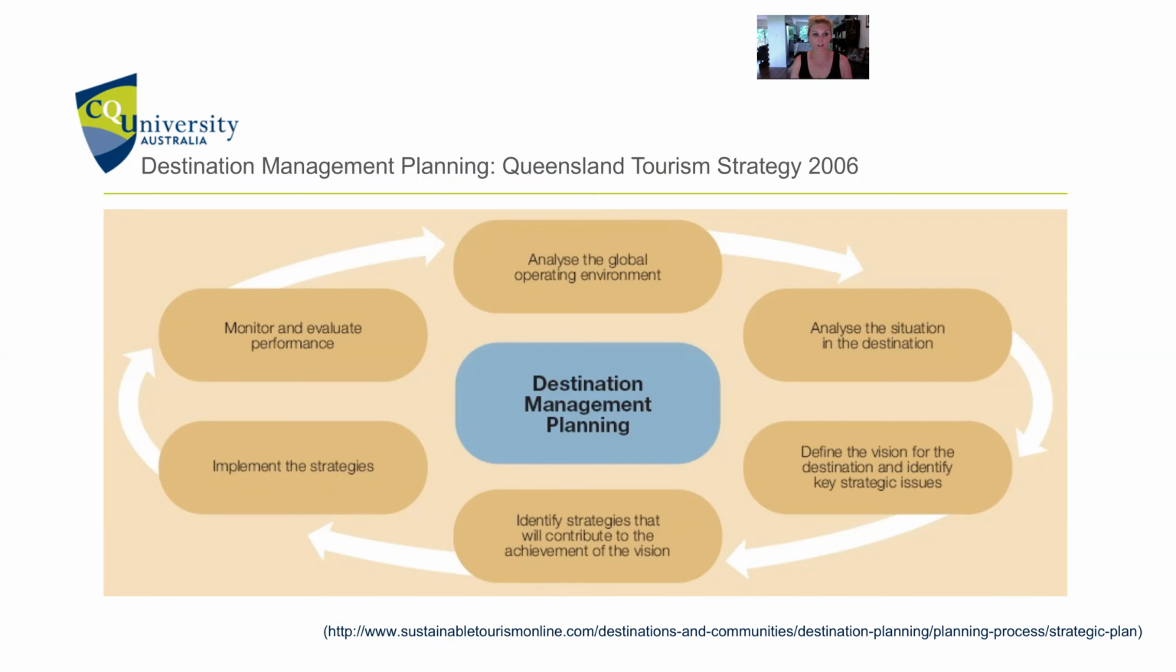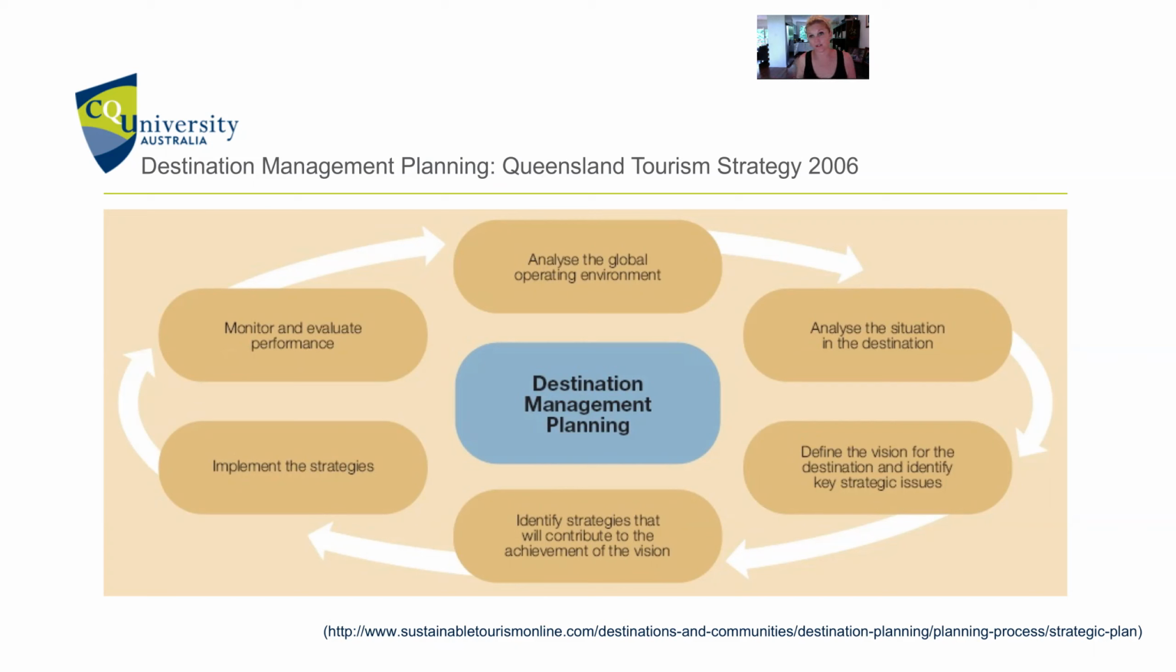You implement the strategies and then you monitor and evaluate your performance, which then feeds back into starting again to analyse the global operating environment. It is very iterative. The global operating environment and the situation of the destination changes all the time. There's lots of changes happening in destinations. In Cairns, we have huge changes in the markets that are coming through at the moment. People are doing things differently. People are not booking online before they come. They're arriving and just saying that they want to stay a night somewhere, and we're like, but did you book? And they say, no, we didn't book. We didn't realise we needed to.